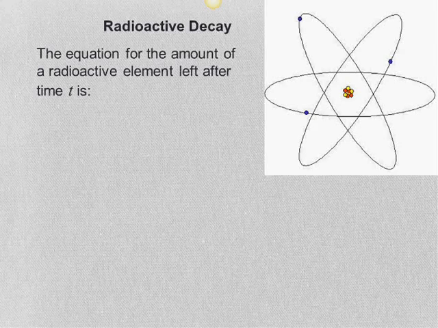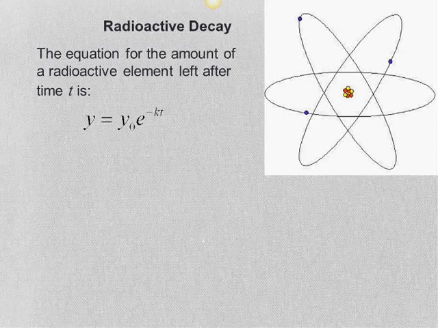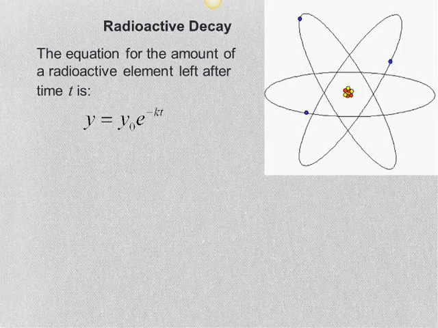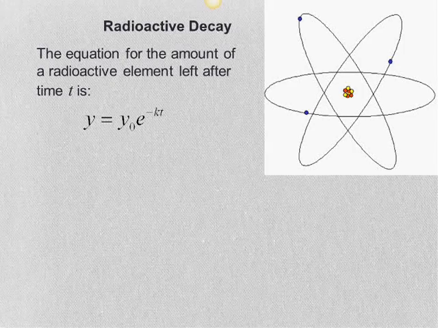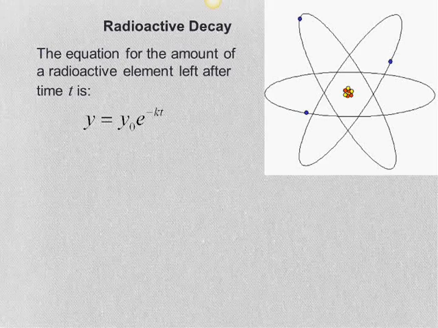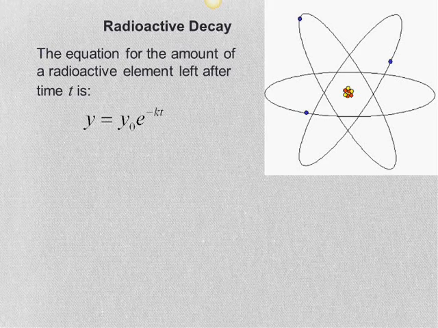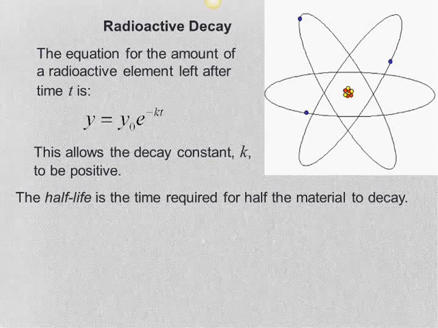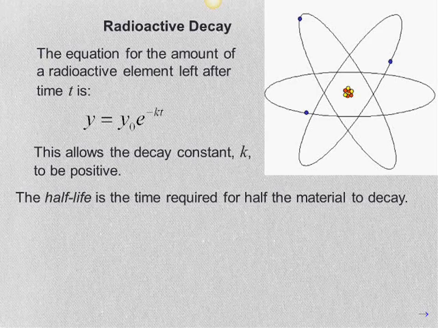Radioactive decay is also the same way, except we are decaying over time, so our k value is negative. So the equation for the amount of a radioactive element left after time t is y is equal to y sub 0 e to the negative kt. This allows the decay constant k to be positive then, if we just make our whole equation have that negative symbol in it. The half-life is the amount of time required for half of the material to decay.